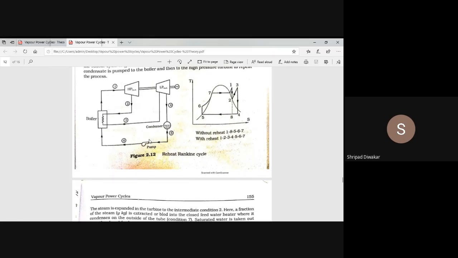Pump means what? Increasing the pressure. So then from 6 to 7, 6 to 7 means what? Regeneration. So before supplying the water from the pump, first it enters into the regenerator where it is heated to the saturation temperature and then enters into the boiler. Suppose if you supply the cold water directly to the boiler, it will take a lot of time for the generation of the steam.